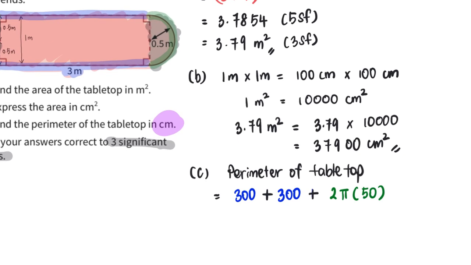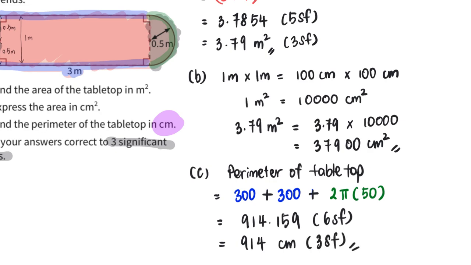So final answer, I would have 914.159. This is to 6 significant figures. Final answer, 914 cm to 3 significant figures.